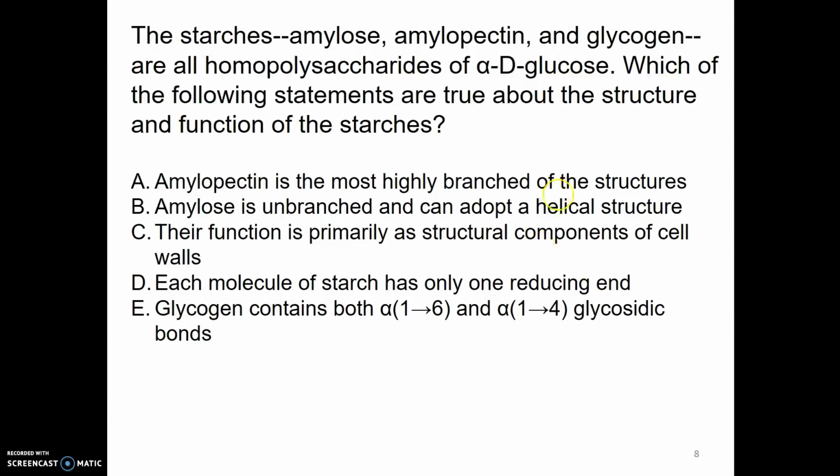All right, so the starches amylose, amylopectin, and glycogen are all homopolysaccharides of alpha-D-glucose. Which of the following statements are true about the structure and function of the starches? Amylopectin is the most highly branched of the structures. This is false. Glycogen is actually the most highly branched of the structures, and that is one of the reasons why we get so much short-term energy from that structure.